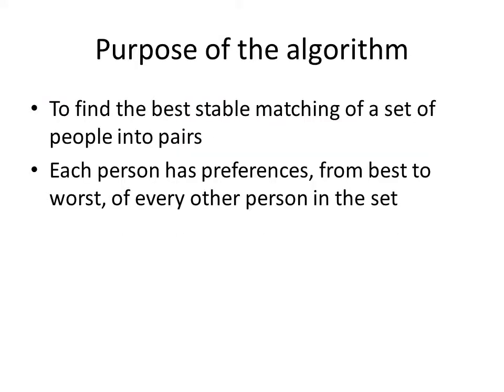So what does the algorithm do? Fairly simple. Take a set of people, have them list preferences from best to worst, everybody else within the set. It will find pairs for everybody in that set, which will be the best possible combination.